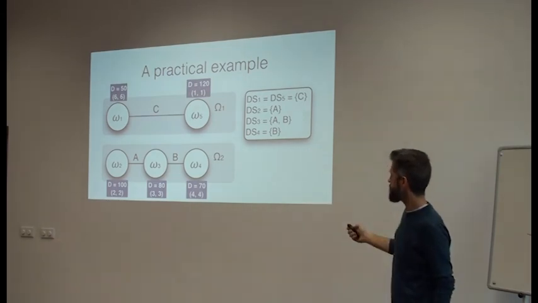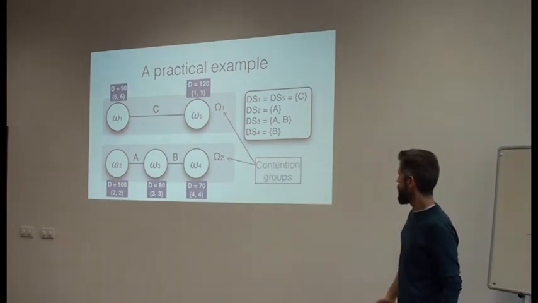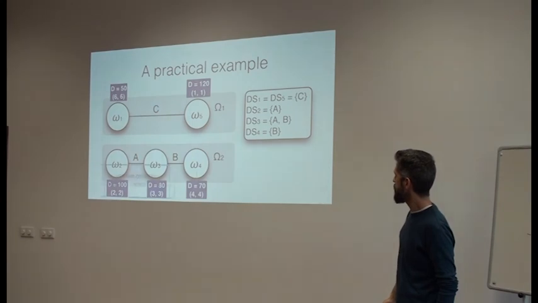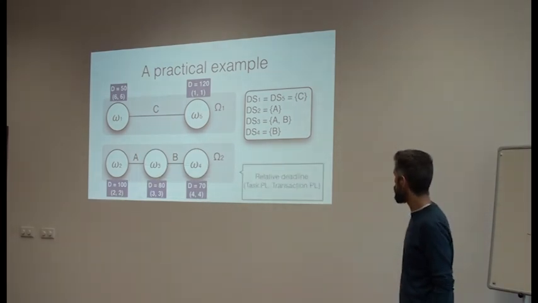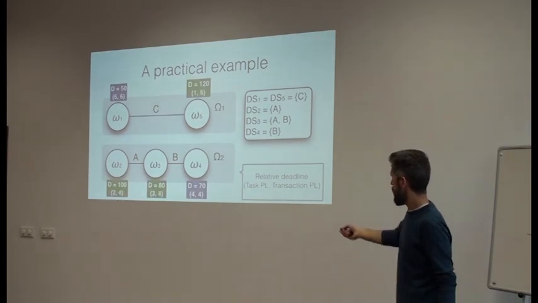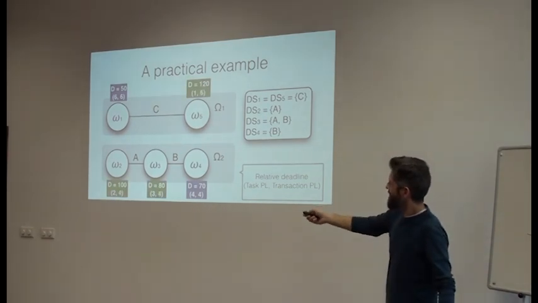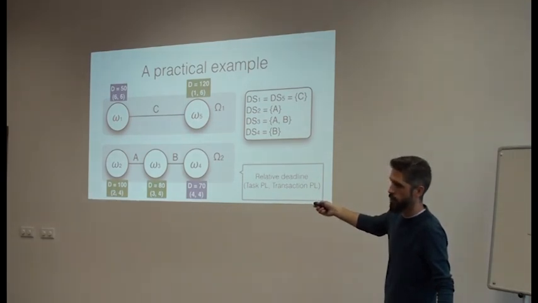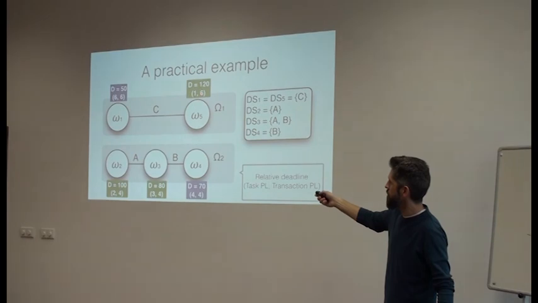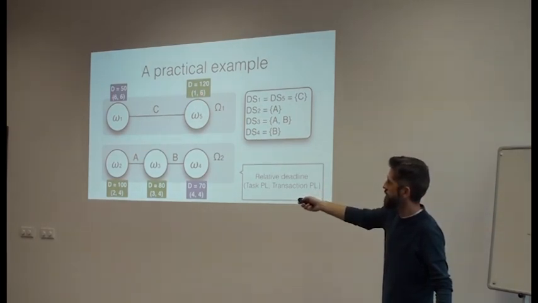But, okay, this is the legend that I just showed, but since this transaction may have to wait for this transaction to commit, the preemption level of this transaction is raised to the task preemption level of this one.